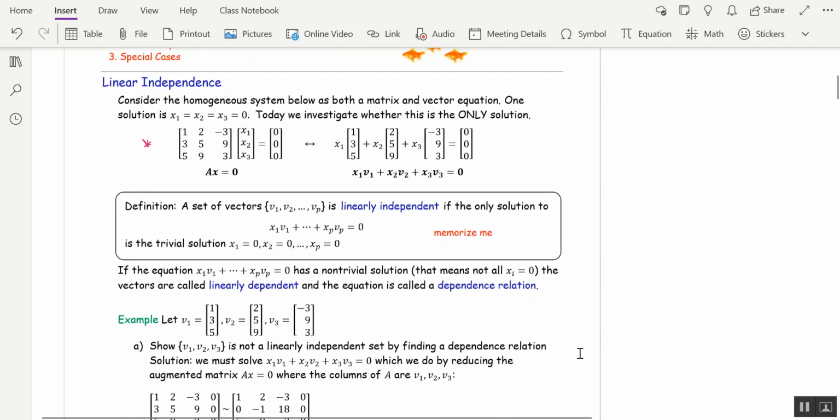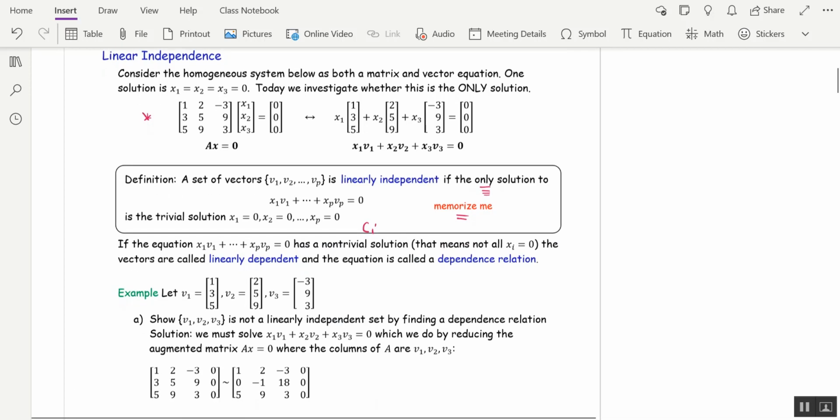So here's the definition in this box, and you do need to memorize this. A set of vectors is linearly independent if the only solution, that's the important part, to this linear combination is the trivial solution. And the trivial solution is all the x's are 0. Now you could use c sub i's instead of x's, but I'm using x's so that it looks more like a linear system.